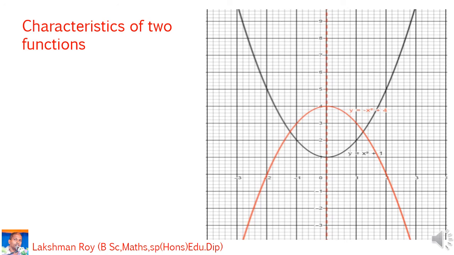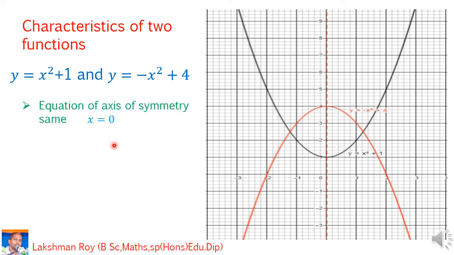Now we'll move to this one. These are the two graphs we have drawn here, students: y equals x squared plus 1, this graph, and y equals negative x squared plus 4. What are the characteristics? Both functions have the same equation of axis of symmetry, that is x equals 0. That is the only characteristic both functions have in common.